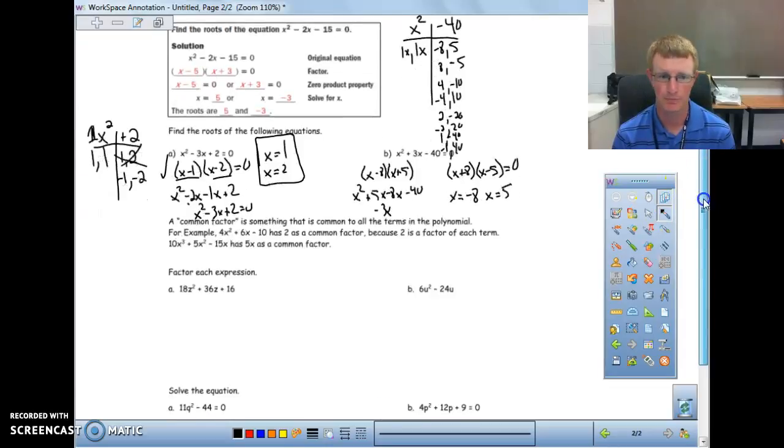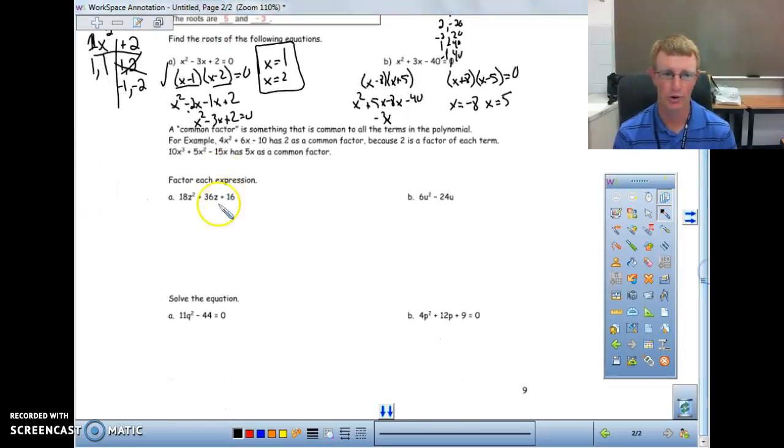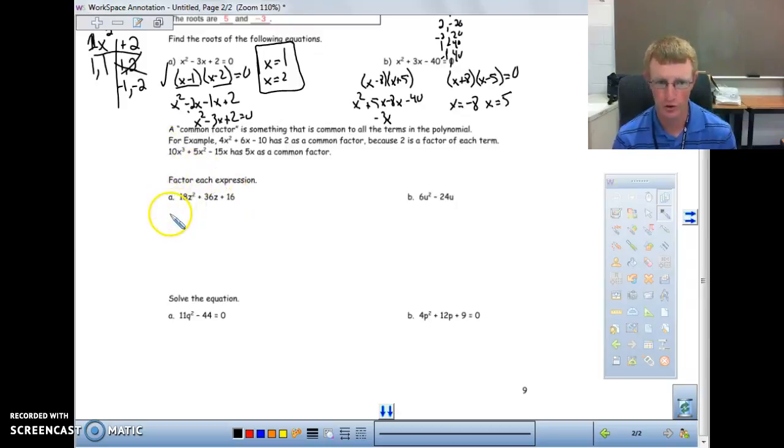Okay, moving on. Now we're going to get into terms where we have something in front of our x squared or z squared. So really important here, the first thing you always do, always, is look for a common factor. Is there something that goes into all three numbers or both or several terms? In this case, we have 18, 36, and 16. For sure, 2 goes into it. You're looking for the largest number that goes into all three of them, and that's 2. So I bring a 2 out, and I divide every term by 2.